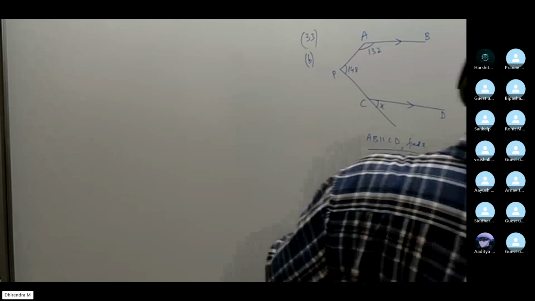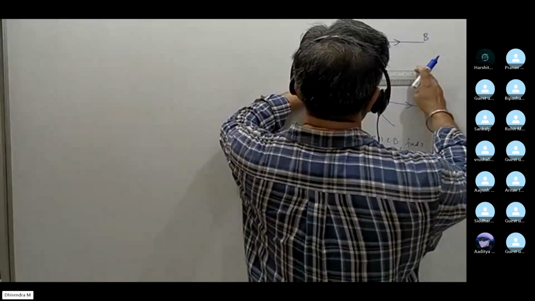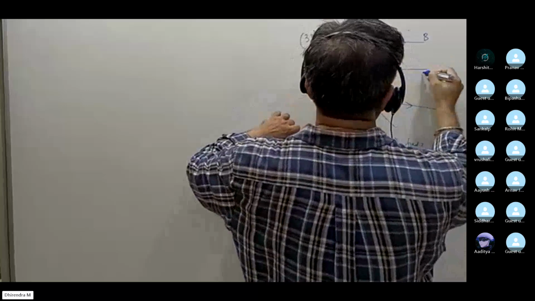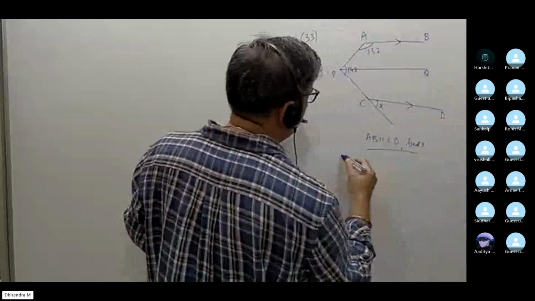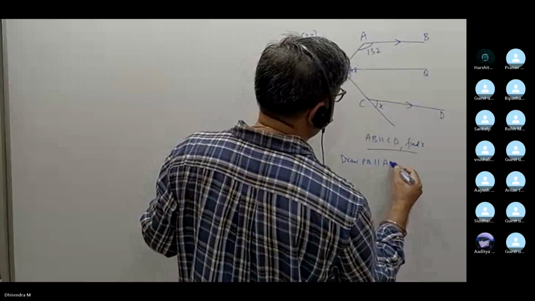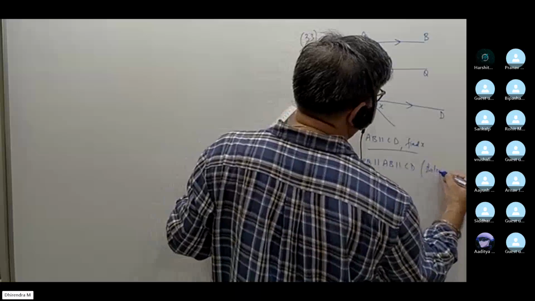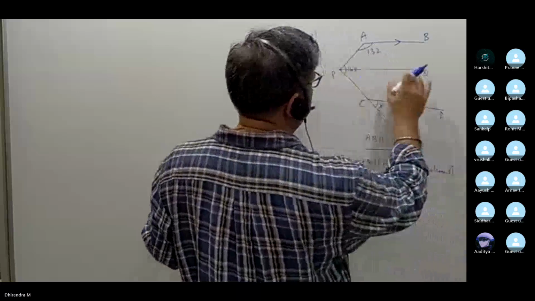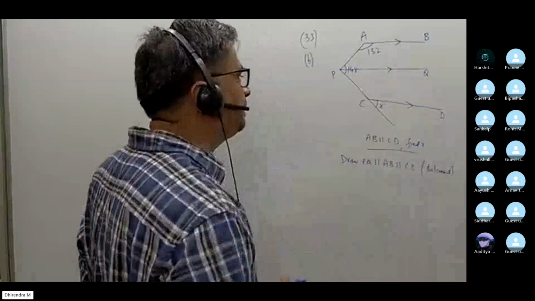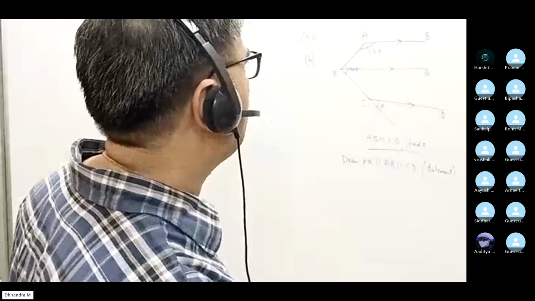And whenever you have a question like this, draw a line which is parallel to both AB and CD. Let's call it PQ. So in this case, we draw PQ parallel to AB and which in turn will be parallel to CD. And write that statement. If you're drawing a line parallel to one line, which in turn is already parallel to a third line, then all the three lines will be parallel to each other.